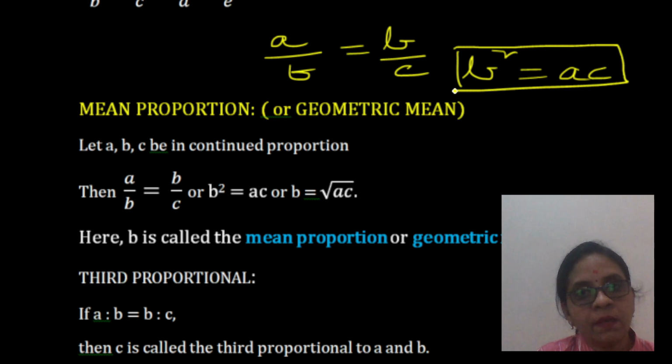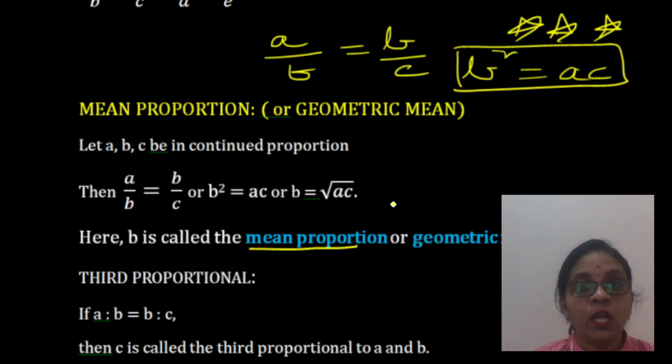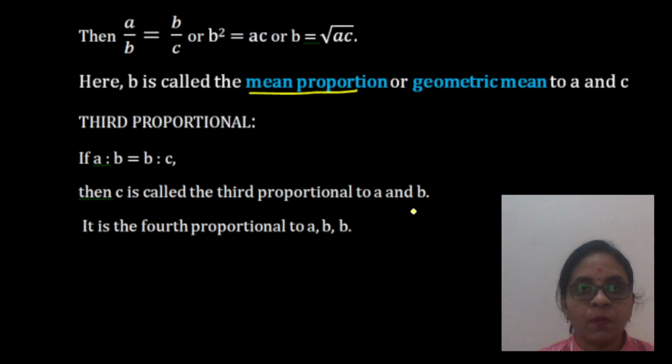So, this is a very, very important result. So, if A, B, C are in continued proportion, then B square is equal to AC. Of course, B is equal to root AC and B is called the mean proportion or geometric mean. Mean proportion or the geometric mean to A and C. Is that clear? So, if A, B, C are in continued proportion, we have B square is equal to AC, which means B is equal to root AC and B is called the mean proportion or geometric mean to A and C.